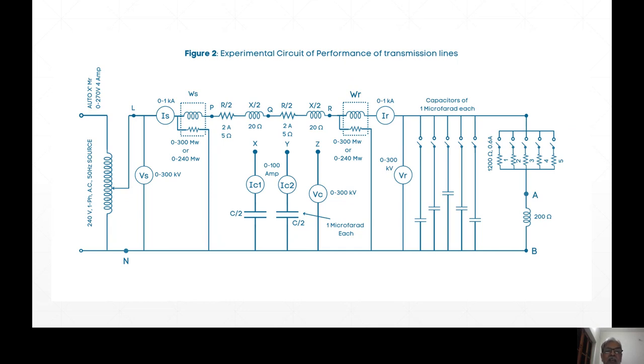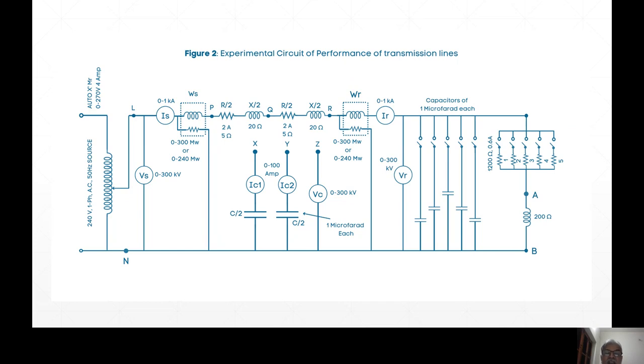The current is less than 1 ampere. Voltage is only 0 to 240 volts. But we want to give a feel. Therefore, we are not going to CT and PT. So meters without CT and PT are used. But we are writing kiloampere, kilovolt, and megawatt. Right? Resistance as usual, as I told you, 2 ampere, 5 ohm resistance. We are using 5 ohm, which is quite typical.